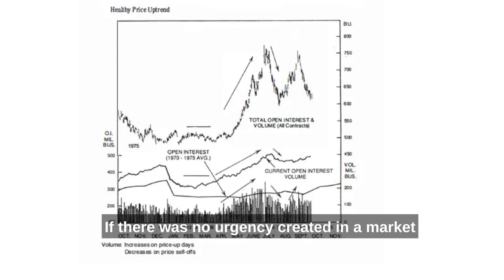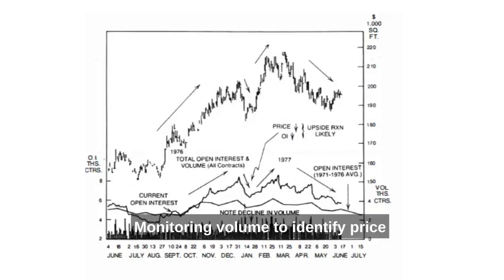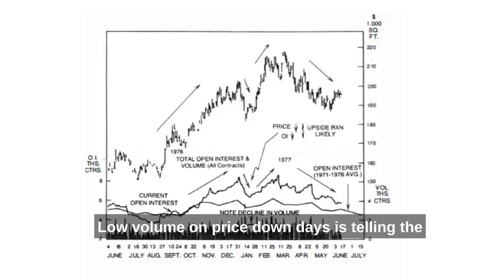If there was no urgency created in a market on a price sell-off, what type of volume would be expected on the price down day? It would decline. Monitoring volume to identify price moves as counter-trend is important. Low volume on price down days is telling the astute trader that there is no urgency on the part of the longs to close out their positions.